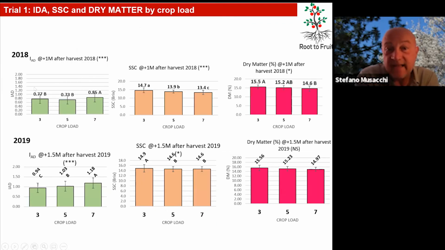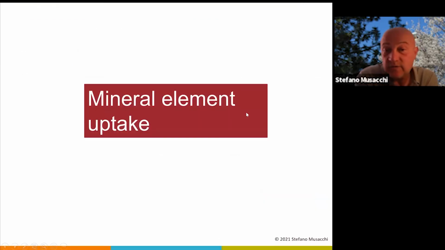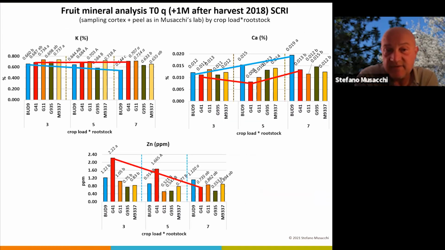And again, the effect of crop load on maturity with the DA index, and you see again that it is confirmed. So a higher value means less ripe fruit when you go to 7, and then the level is coming down. And of course, also dry matter is across all the rootstocks that we were testing. And also the mineral uptake is different.